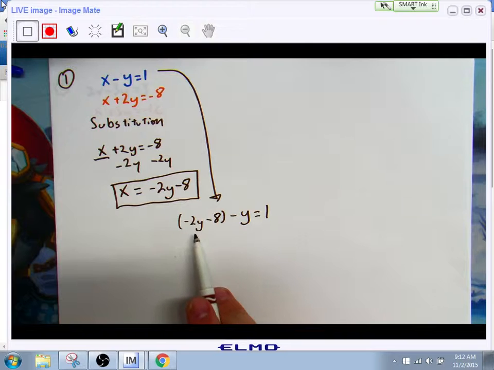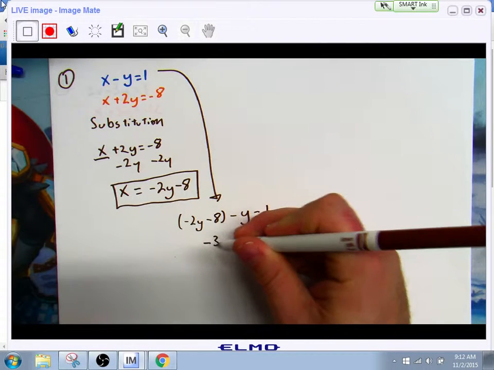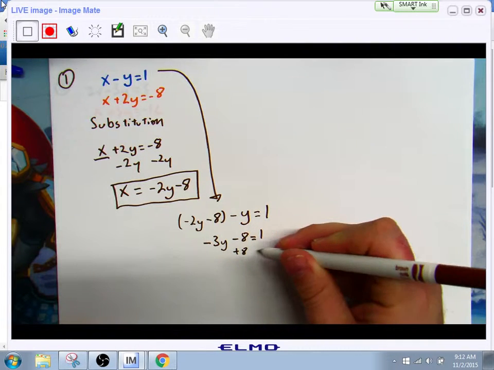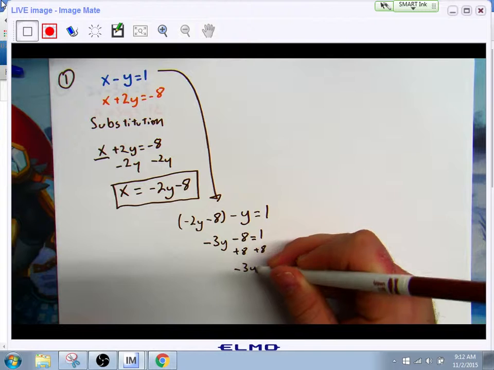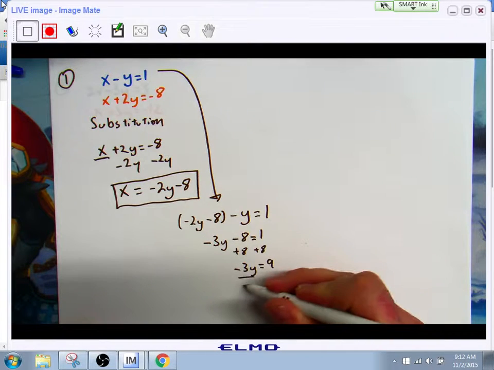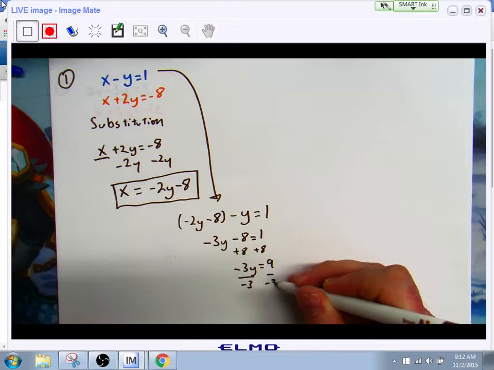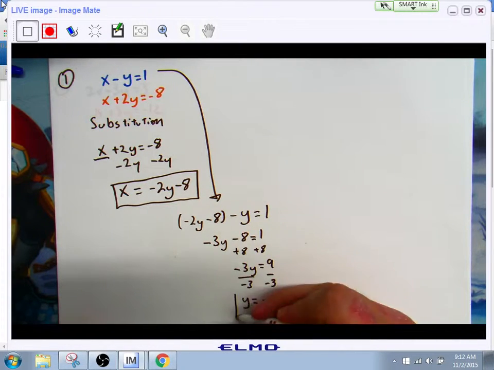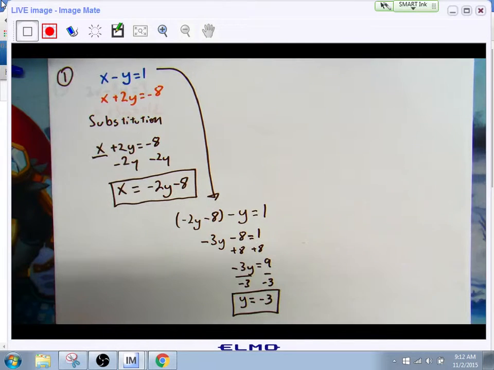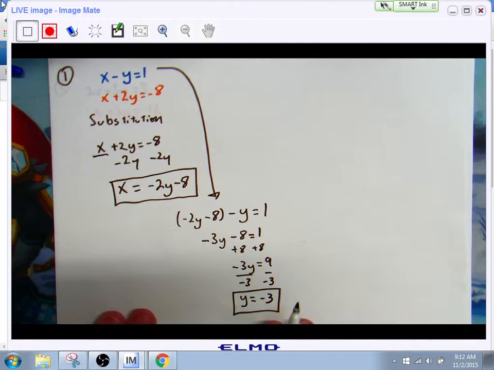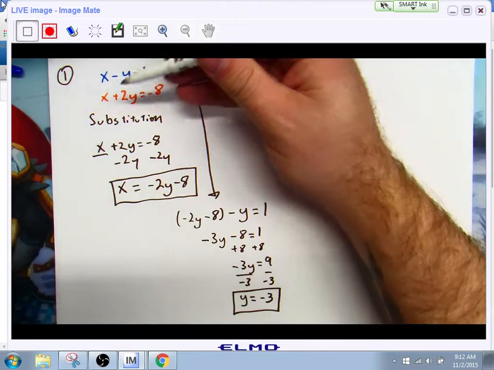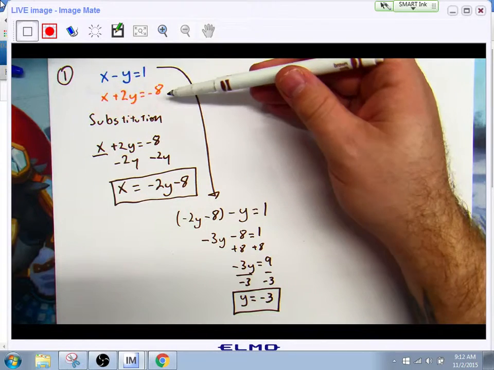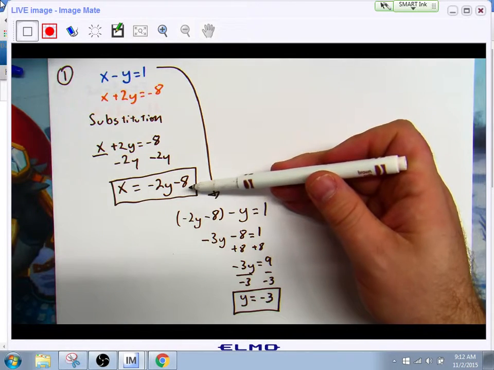I have negative 2y's. I'm subtracting another y, so that's going to give me negative 3y's minus 8 equals 1. I'm going to add 8, negative 3y equals 9. I'm going to divide by negative 3, divide by negative 3. So I now know that y equals negative 3. Awesome. I'm halfway there. So now all I have to do is take my y is negative 3, substitute it into any equation. I can substitute it into my blue, I can substitute it into my orange, or I can even substitute it into this brown one right here.